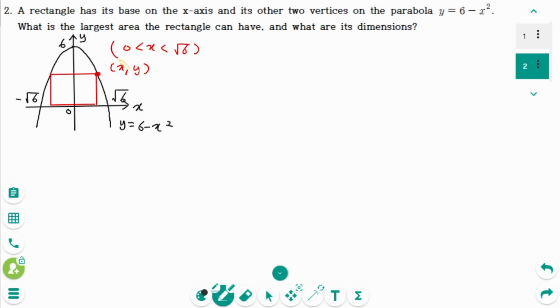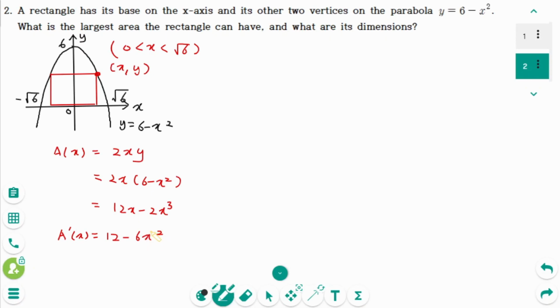Since the point is in quadrant 1, the rectangle has area A(x) equals 2 times x times y. We can rewrite as 2x times y, where y is 6 minus x squared. Then expand: 12x minus 2x cubed. Then A'(x) equals 12 minus 6x squared.